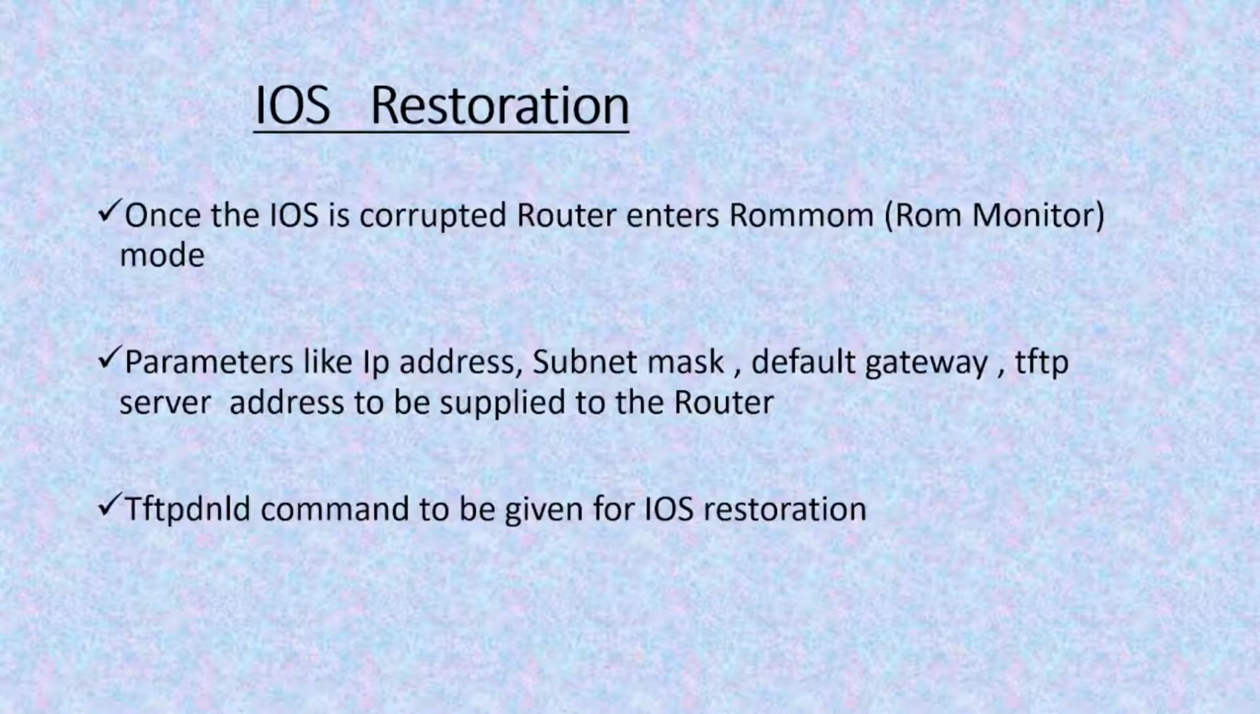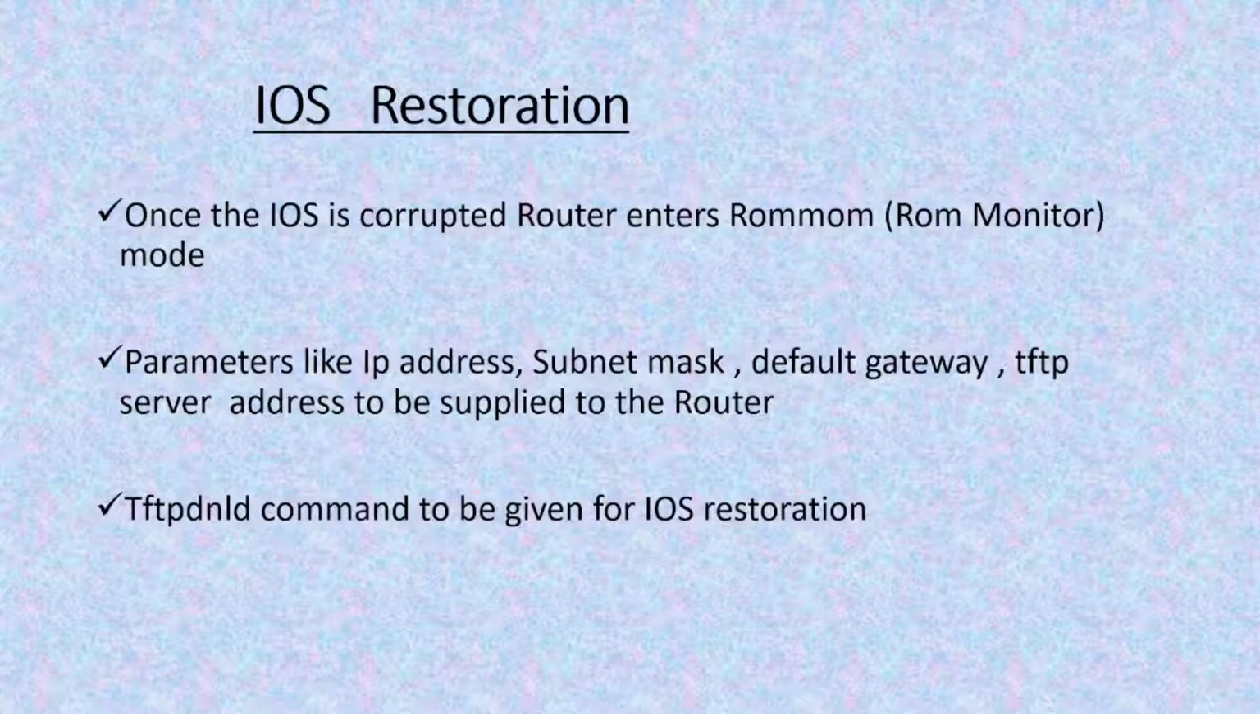Now after taking the backup, if the iOS gets corrupted, you have to do the restoration process from the TFTP server. You have to restore the iOS from the TFTP server. Now if the iOS is corrupted, then the router boot process halts and the router enters ROM, that is ROM monitor mode. So that is a troubleshooting mode for the router.